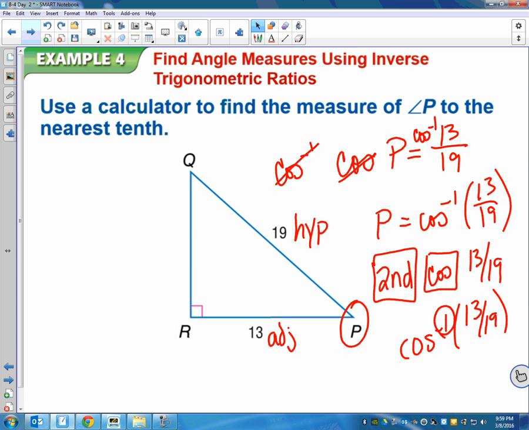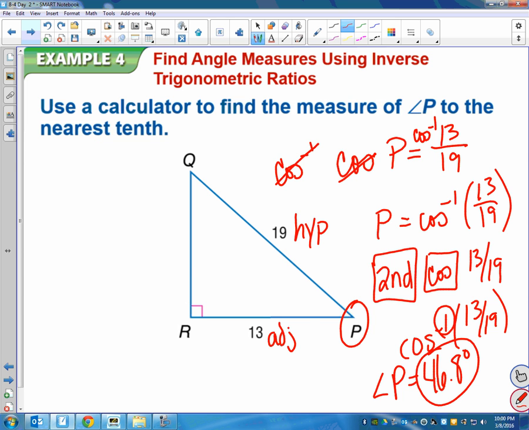So I'm going to hit second cosine. And then I'm just going to type, I just use the division button, but it doesn't matter if you use the fraction button. And you should get a degree. So I get that angle P equals 46.8 degrees. And you should put your degree symbol on there. So this is 46.8 degrees, which is what they asked me to find.